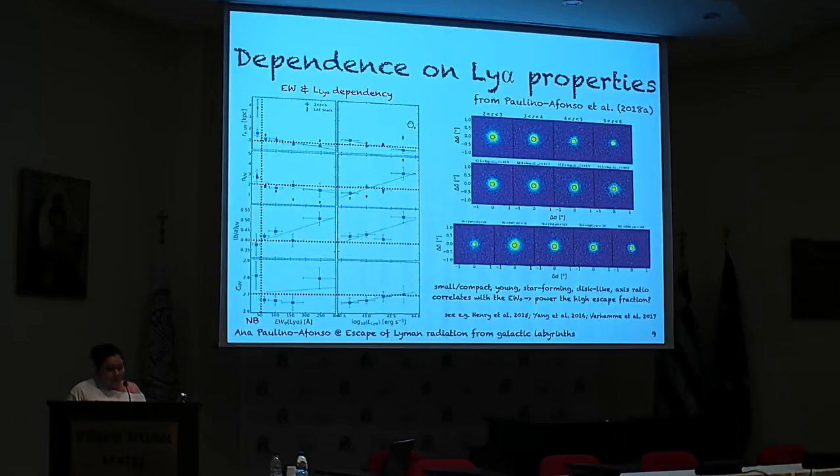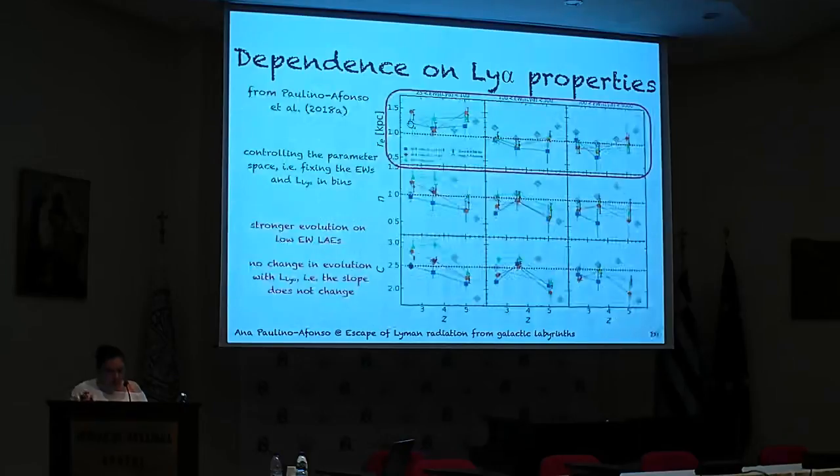They are young, star-forming, disk-like. The axis ratio is correlating with equivalent width, so maybe this is one of the key things to understand the powering of the escape fraction, which is already seen in the literature and debated.